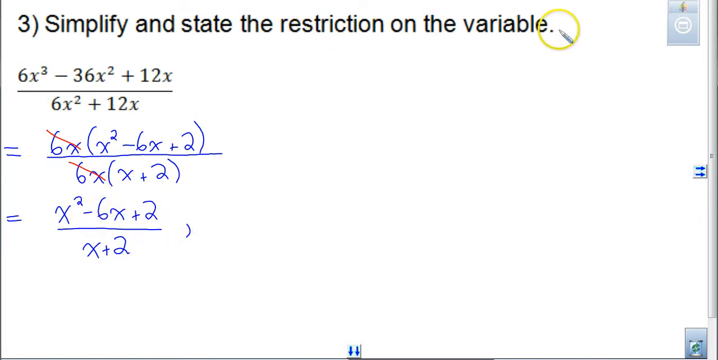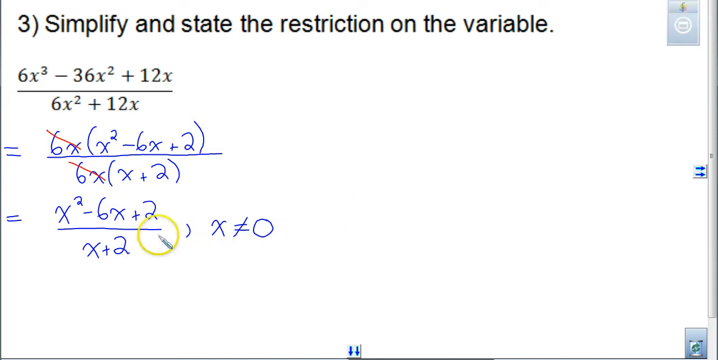Now, what about the restriction on the variable? It's not always going to be 0, but if we look at the original expression here, we can't really tell. But right here when it's factored, 6x times x plus 2, we do not want that whole thing to be equal to 0. Now, if we were to put in x is equal to 0, it would be 6 times 0 is 0, and then 0 times anything is 0. So it is in fact a restriction again. x cannot equal 0, but that's not all.